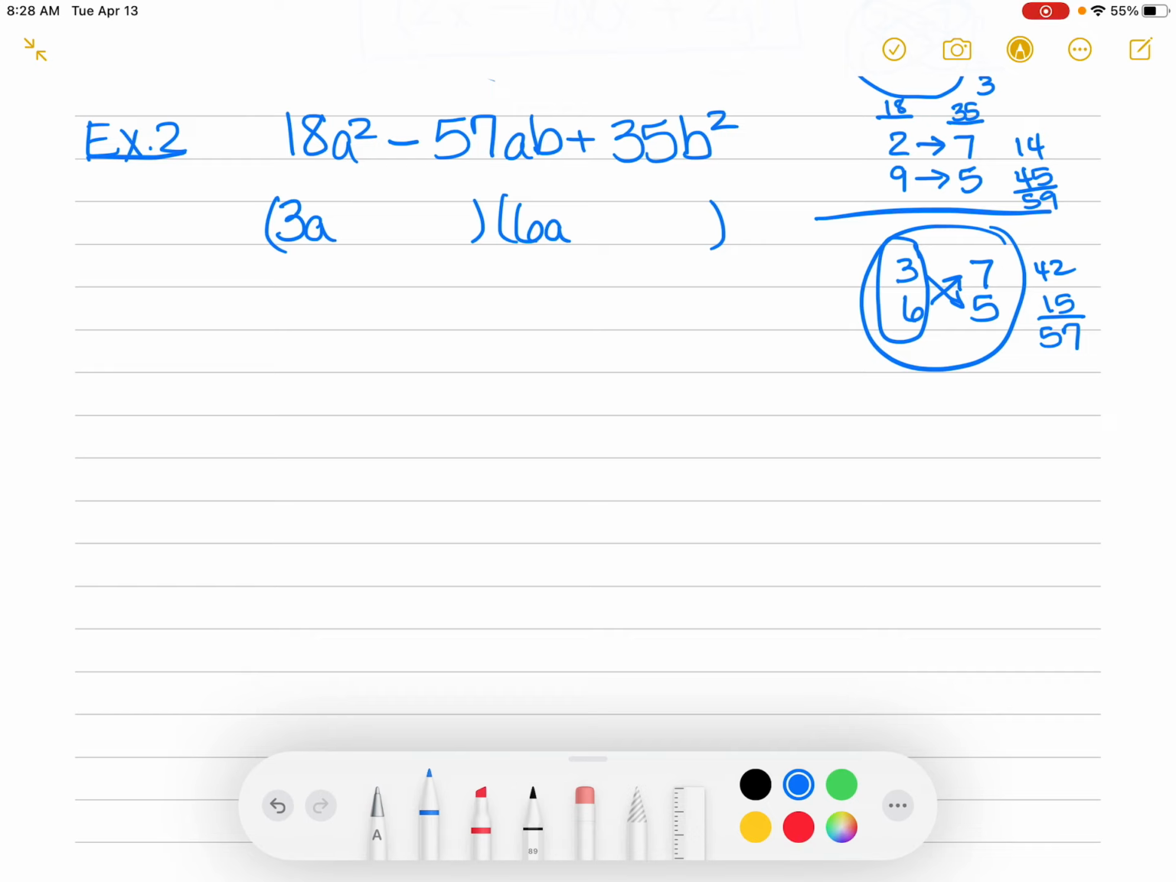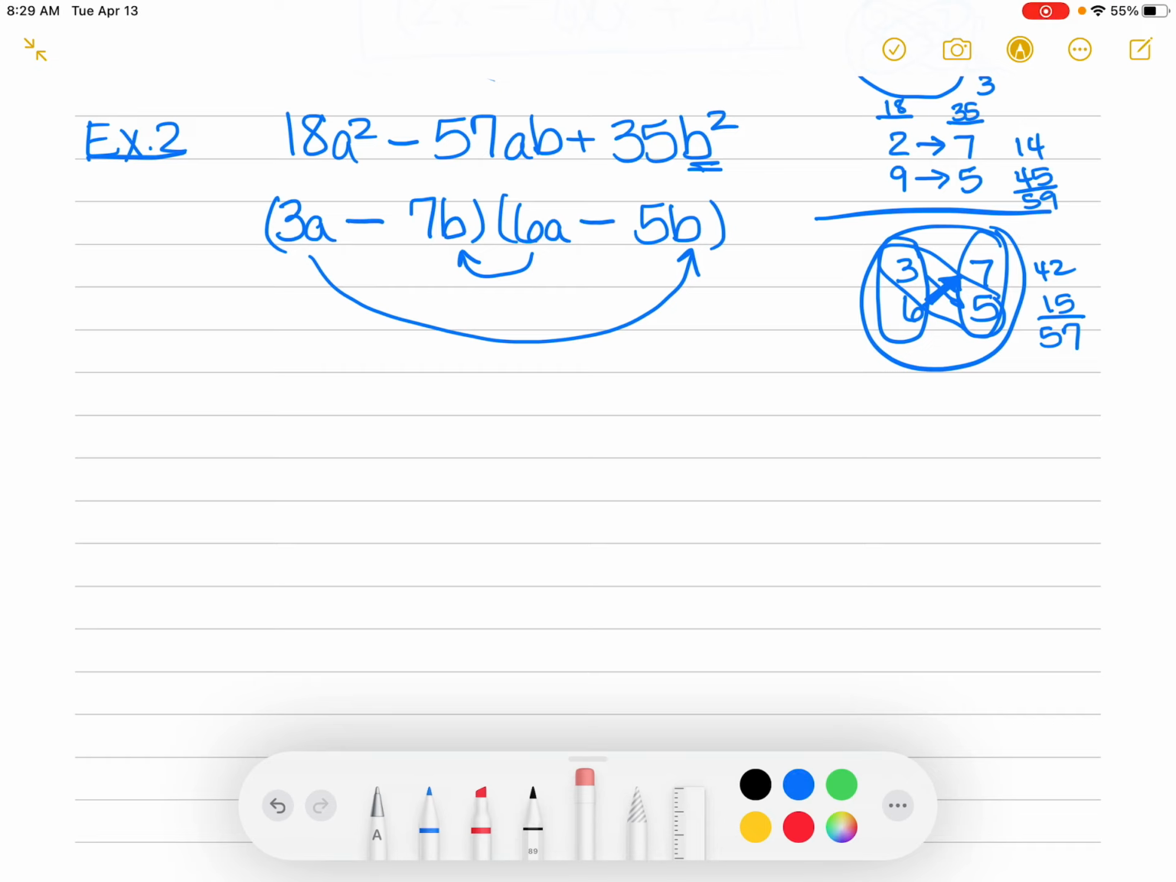Now, where to put the 7 and the 5 at the back part? We'll see how I have my crisscross. 6 and 7 should go together. So here's my 6. So my 7 should go here. And remember, it's 7b because I need to get that b at the end. And then the 3 needs to match up with the 5. See right here. So I'm going to put 5b right here. Don't forget those b's on the end. That's the new part for today. And then since I'm adding, but I have a negative sign in the middle, that means I have to have minus minus because signs have to be the same for you to subtract.